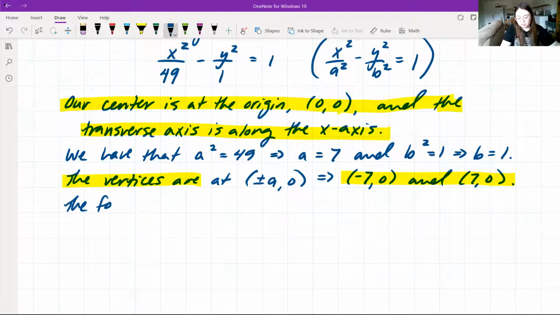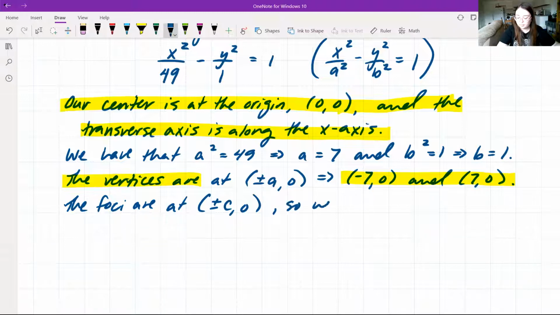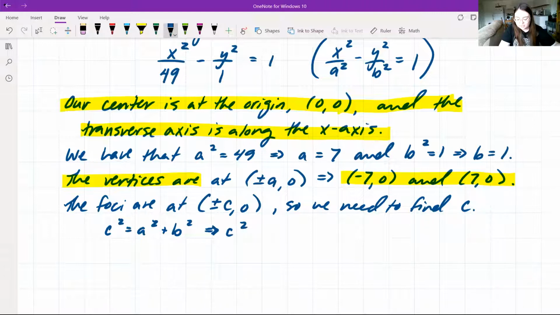Then we also know that the foci are at plus or minus c, comma, 0, where we find c by using the Pythagorean theorem. So we need to find c. We get that c squared is equal to a squared plus b squared, which means that c squared is equal to 49 plus 1.